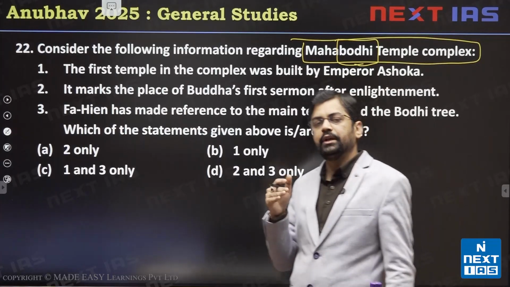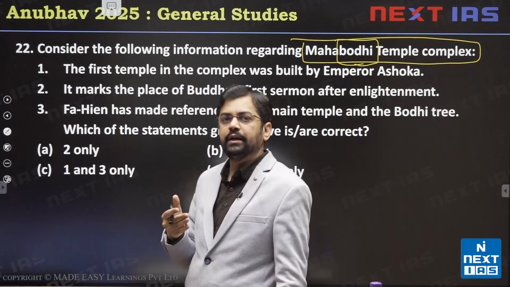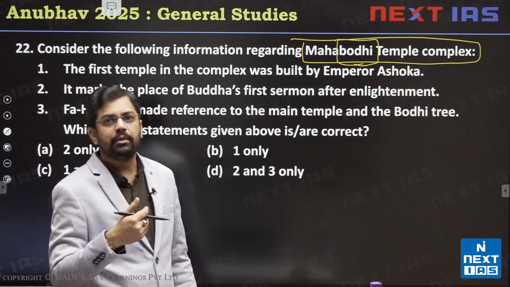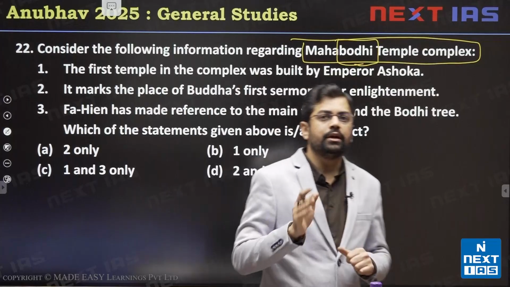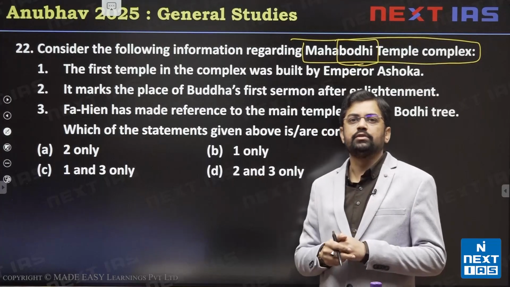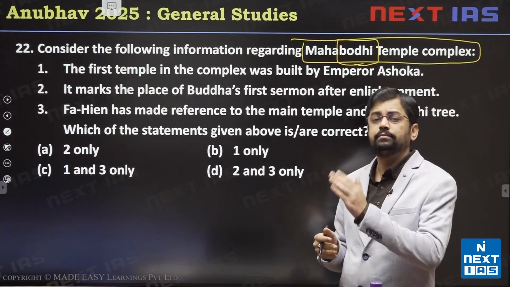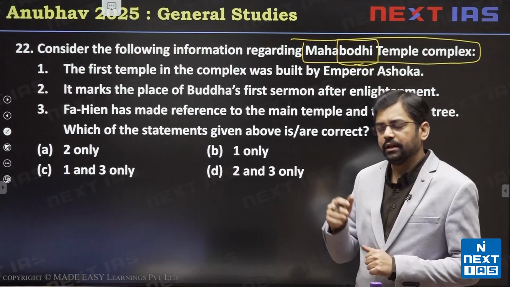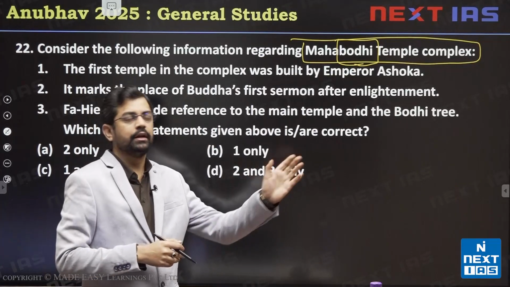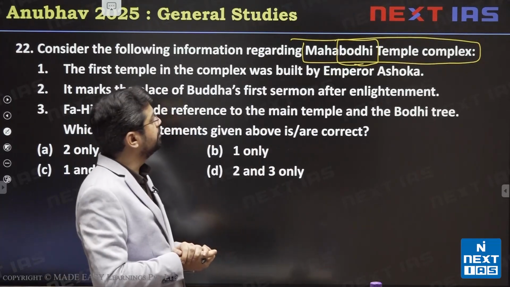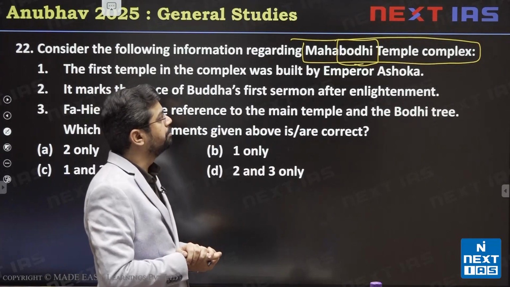The first is his birthplace, that is Lumbini. Second is the phase of enlightenment under the Bodhi tree. Third is his first sermon that he gives after the enlightenment at Sarnath, and finally his Mahanirvana, or the final phase of his exit, right. So the Mahabodhi temple complex is related to the second phase, his enlightenment.